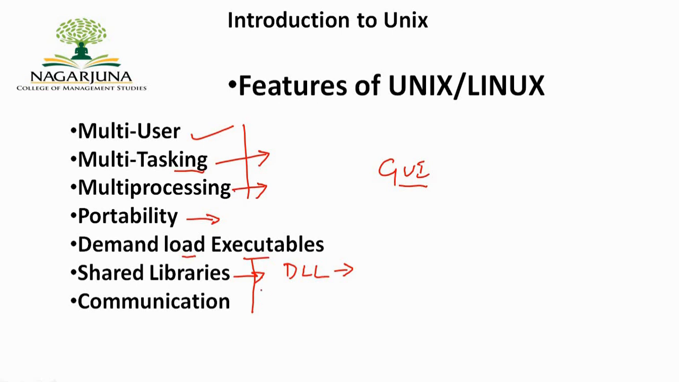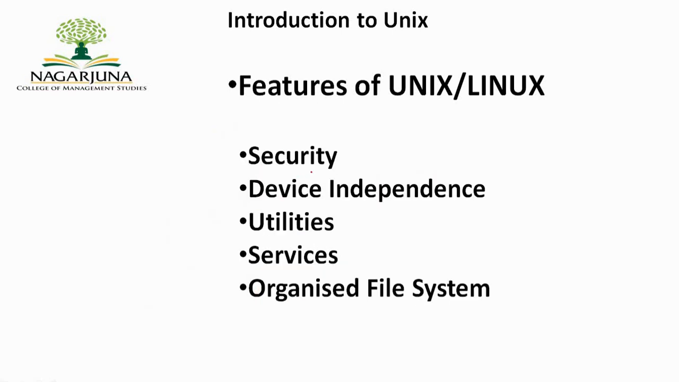The next important feature of the Unix operating system is security. How do we expect security from the Unix operating system? Since Unix is a multi-user operating system, there is every possibility of a user intruding into another user's area, either intentionally or unintentionally.